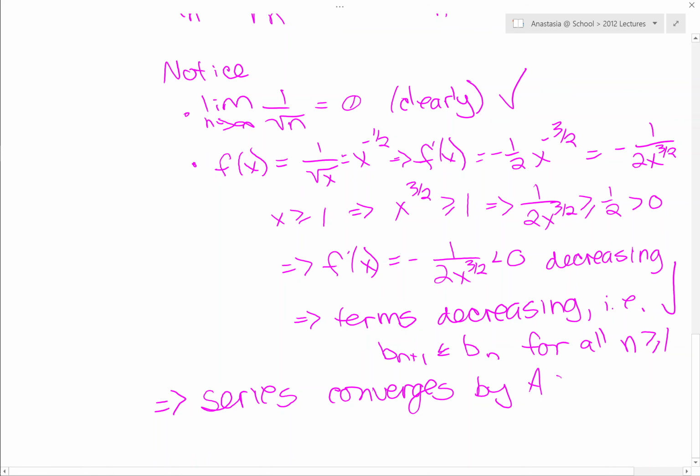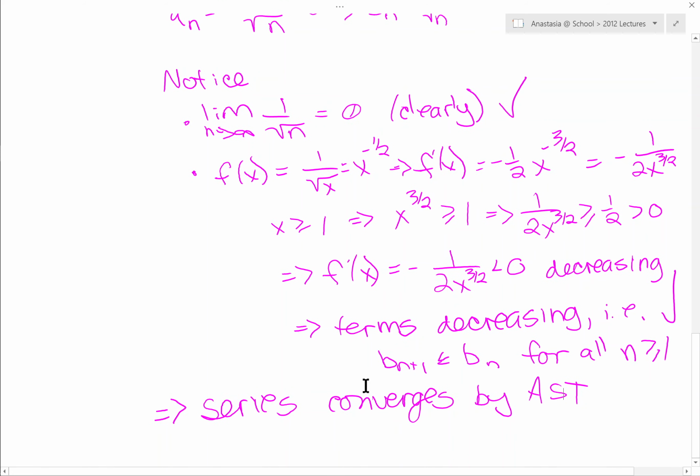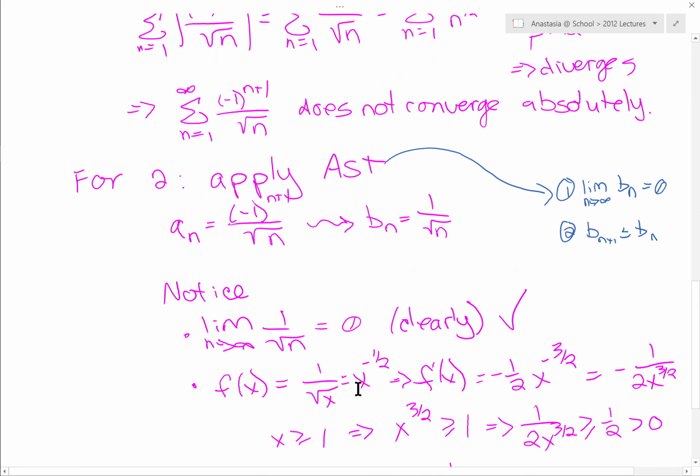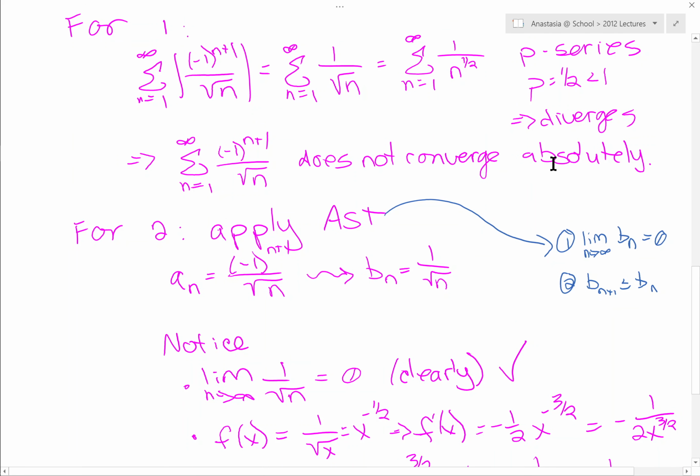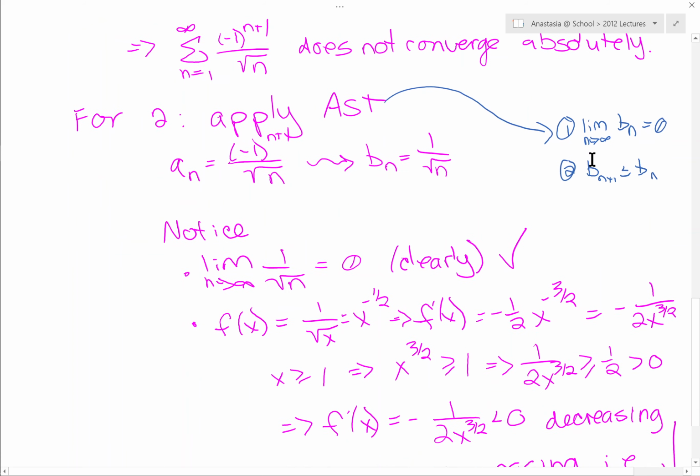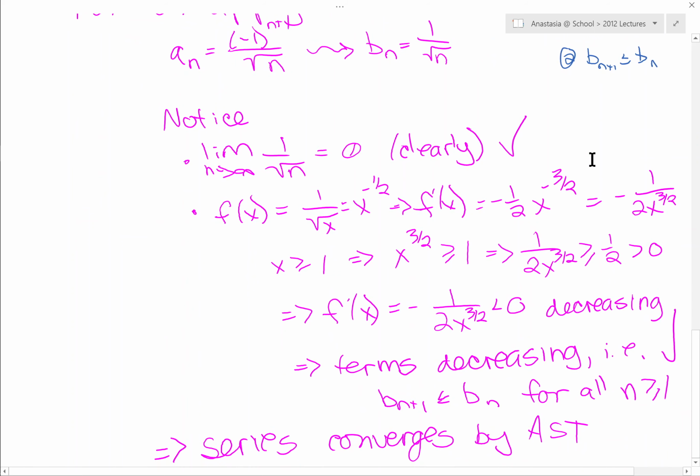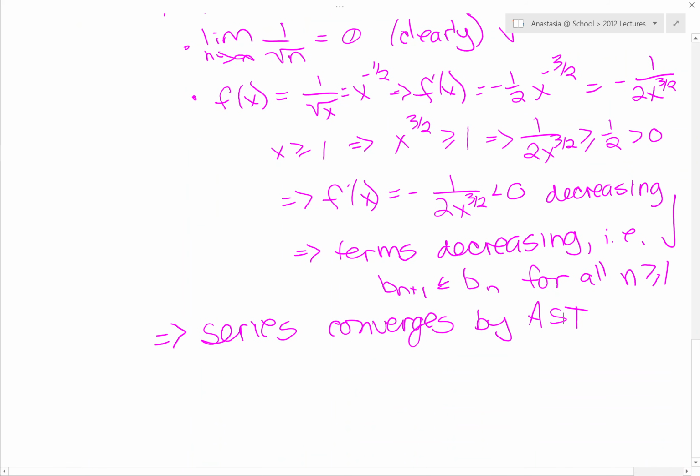Now that's just normal, plain old convergence. There's no conditional or absolute descriptors there on the convergence. Alternating series test just proves regular convergence. But this result, in combination with the fact that this series does not converge absolutely, that is the definition of conditional convergence. So we can make our final conclusion.